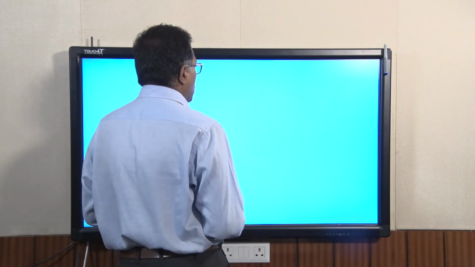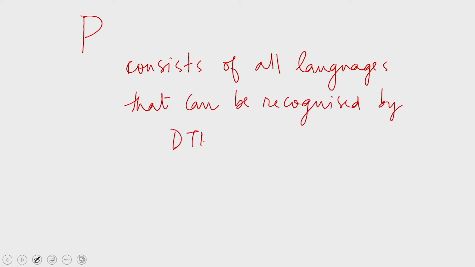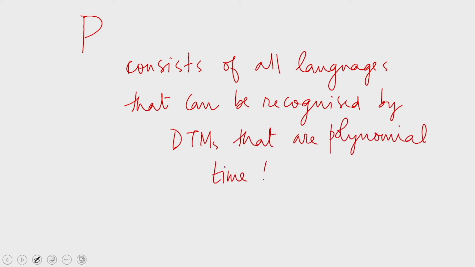Now, let us see what are the consequences of this definition. There is this complexity class P that you are all familiar with. P is the class of all languages that can be recognized by deterministic Turing machines that are polynomial time bounded. In other words, these are the problems that can be solved in polynomial amount of time. So, we are considering only the language recognition problems. So, P is the class of all such languages.